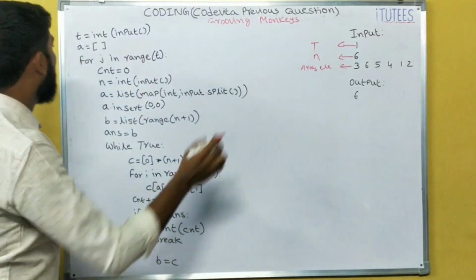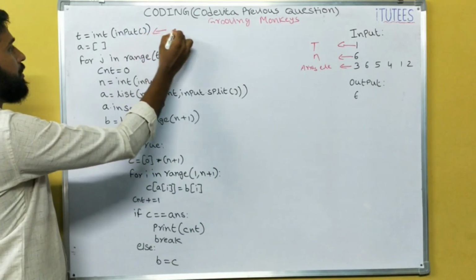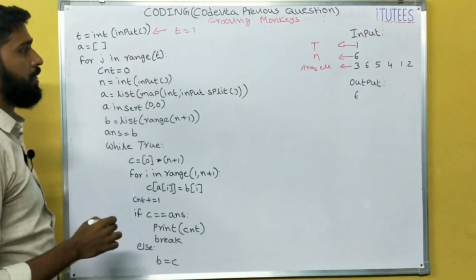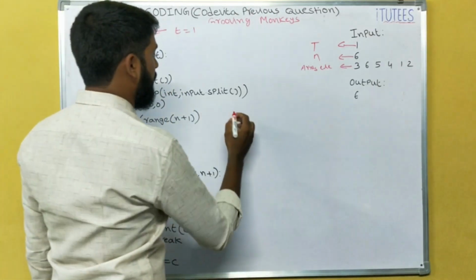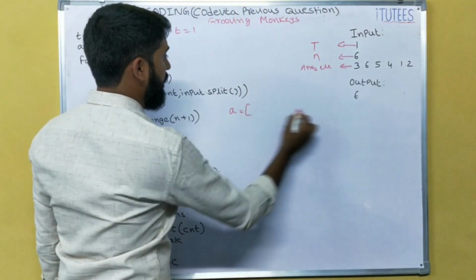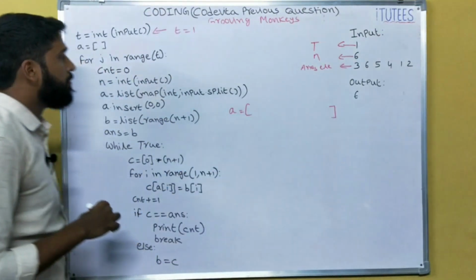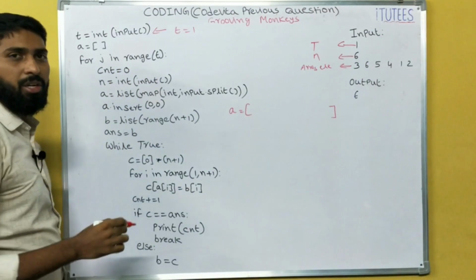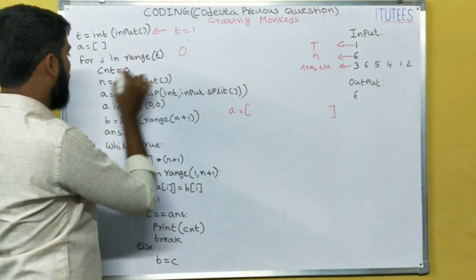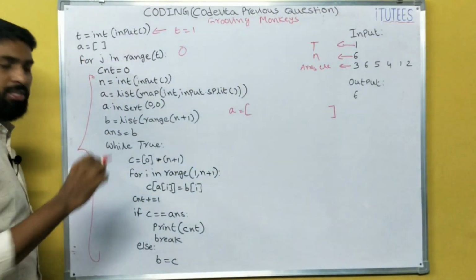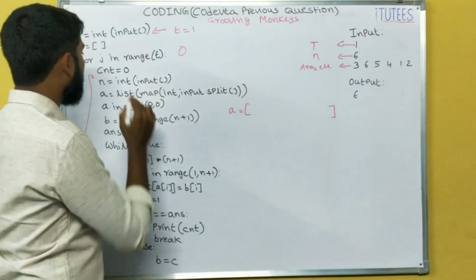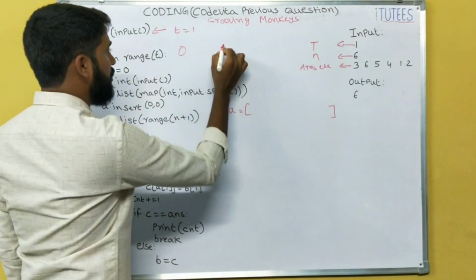Okay. So 1 is stored in this T. So that means T equals 1. So I am taking A equals an empty list. For j in range of T. Here 1 means only one time you are going to execute these instructions. So count equals 0.